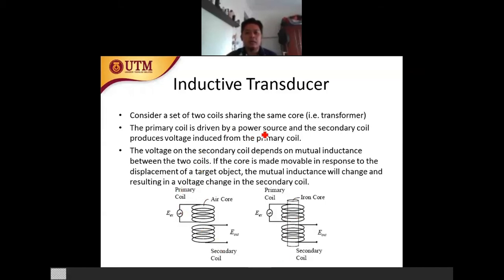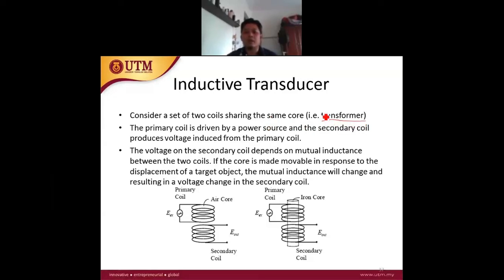Since this transducer works on the same principle as a transformer, it works with AC, or alternating current. So we drive or give the primary power source an AC signal. This is a sine wave signal, EX, with the amplitude of EX. When we give the primary the AC signal, it will generate a magnetic flux.